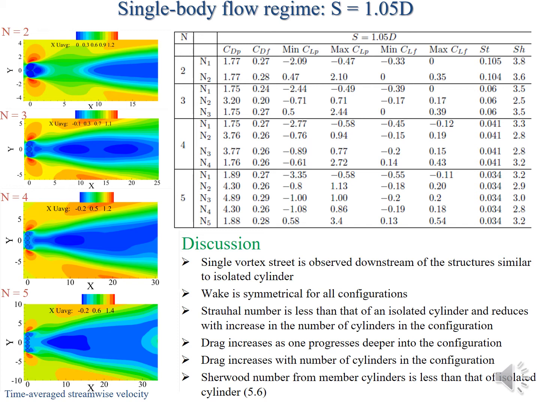So in fact, flow structures, we can say qualitatively they don't depend on the number of cylinders in the configuration, but for the forces they actually do. The more cylinders in the configuration, the higher the drag forces they experience, and the deeper you move into the configuration, the more drag force you are going to experience. For the Strouhal number, you find that the Strouhal number experienced in this regime is always lower than that of an isolated cylinder, which is 5.6 for this regime, for an isolated cylinder at this Reynolds number.